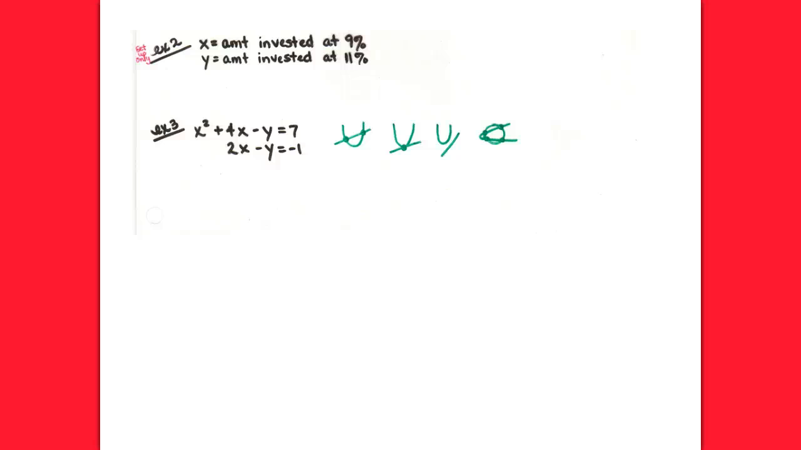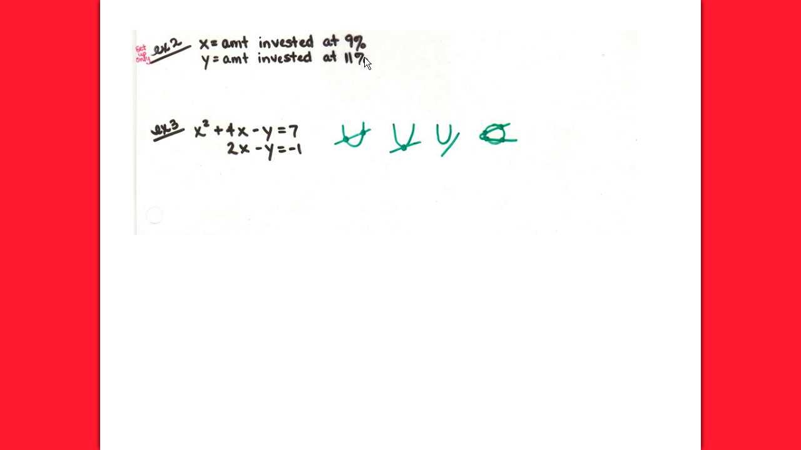So that's my unknown. I don't know how much is being invested at the 9% rate. I'll call that x. And I don't know how much is being invested at the 11% rate. I'll call that y. Since I have two unknowns, I'm going to need two equations. I need a system of two equations to solve those two unknowns. So let's go back to the information and see what they tell me.